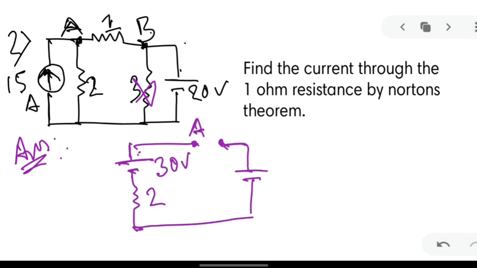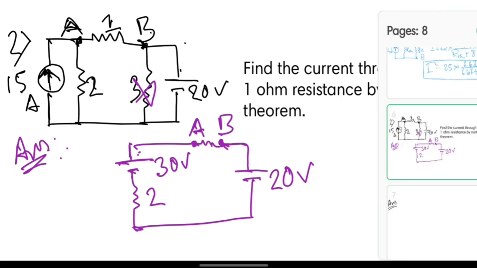Here is the 20 volt. Okay, so we convert it to a source and here it is the 1 ohm. So first draw the circuit of RTH.